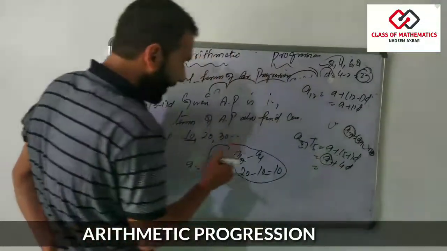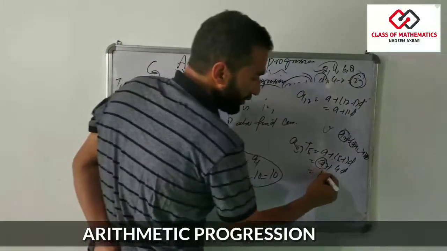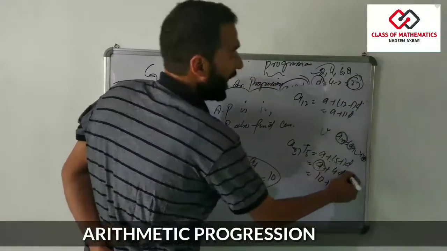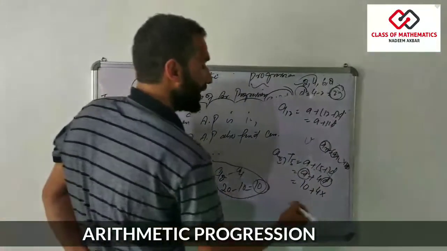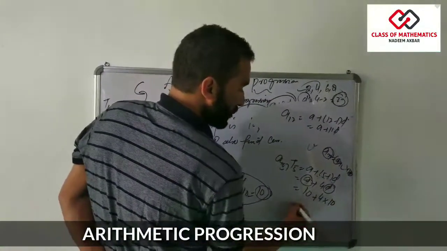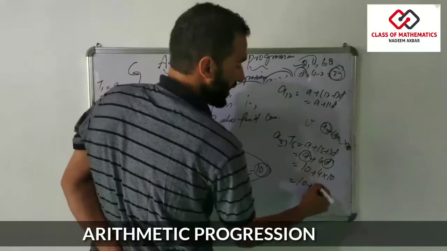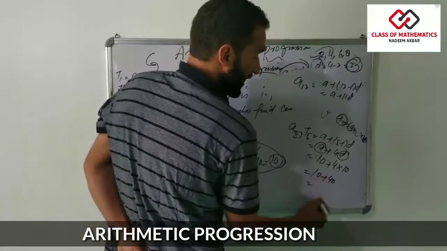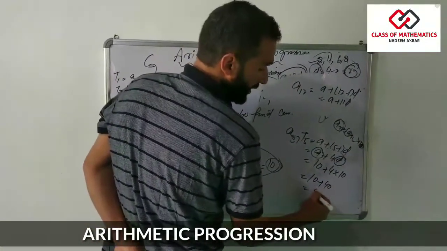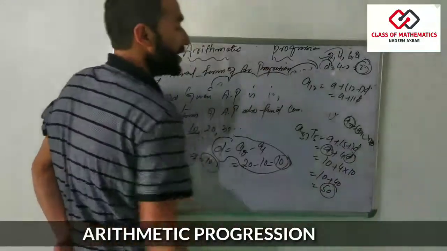अब ये A किसके बराबर है? A तो 10 के बराबर है, so it will be 10 plus 4 into. अब ये D किसके बराबर है? D भी 10 के बराबर है, so it will be 10 plus 4 tens are, it will be 40. So it will be 10 plus 40, this sums out to be 50. So the fifth term will be 50.